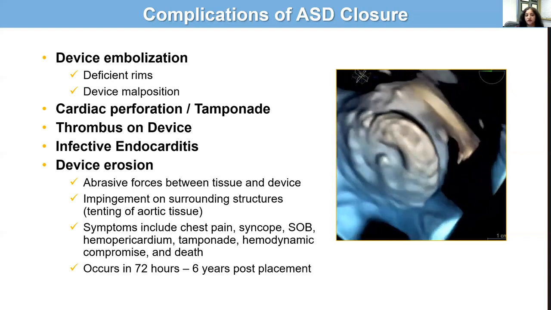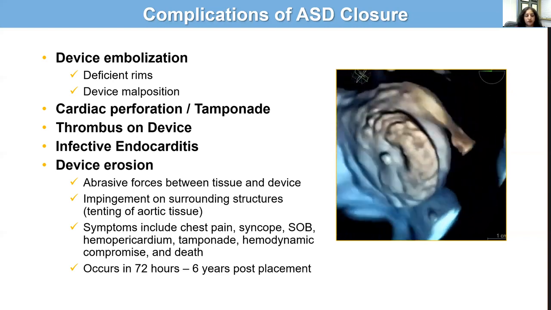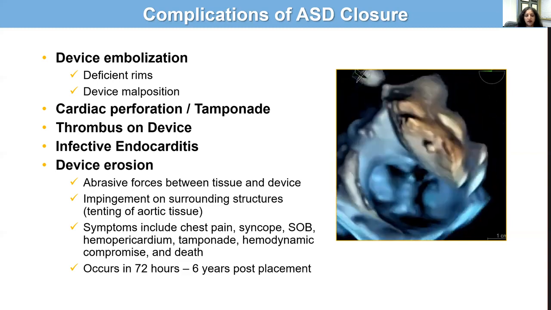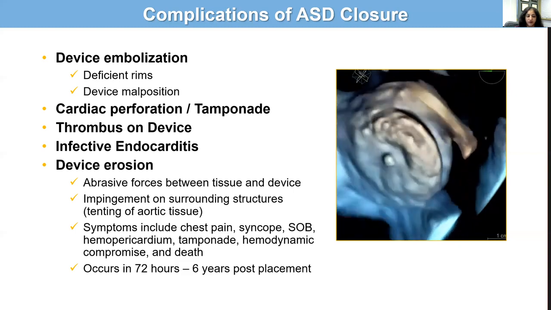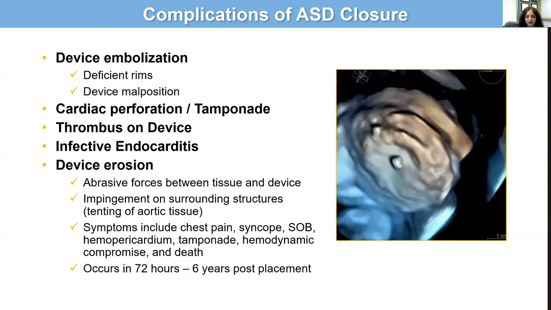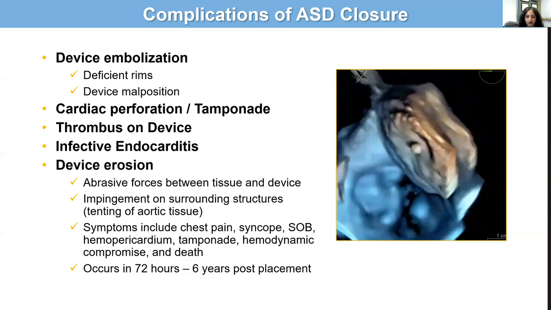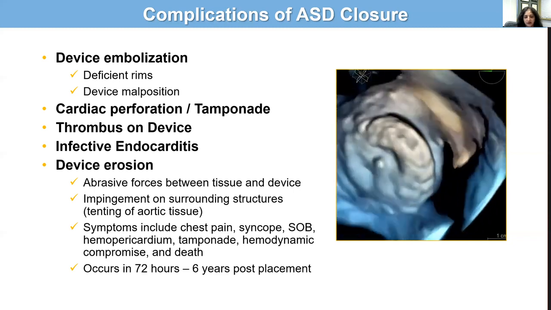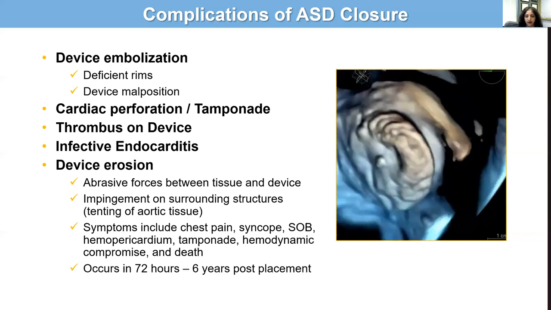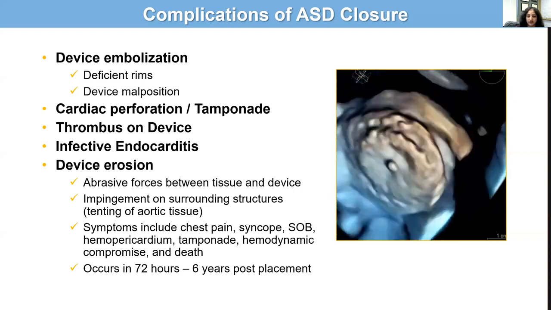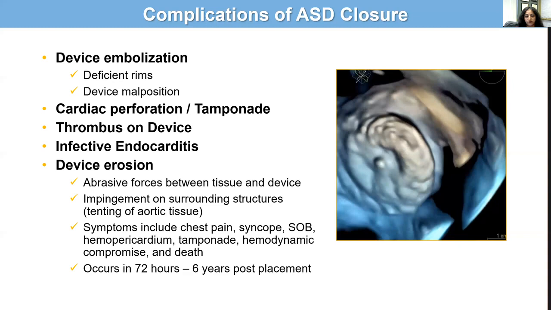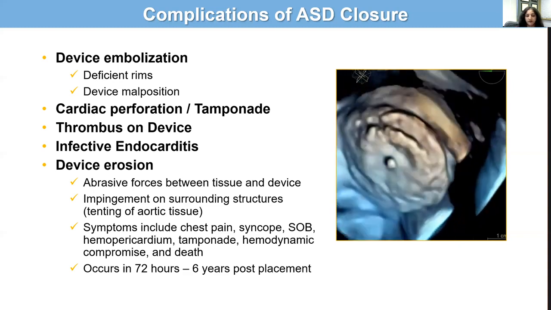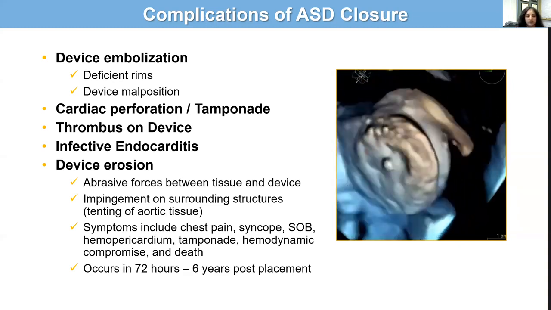And the most severe complication of ASD closure is device erosion, which is when the abrasive forces of the device lead to tissue erosion. And it is frequently seen on the aortic side. Have a low threshold for investigating this further with a CT or TEE when a patient with a prior ASD closure comes with any of these symptoms that are worrisome. It's been reported to occur 3 days after placement of the device to as long as 6 years post-placement.